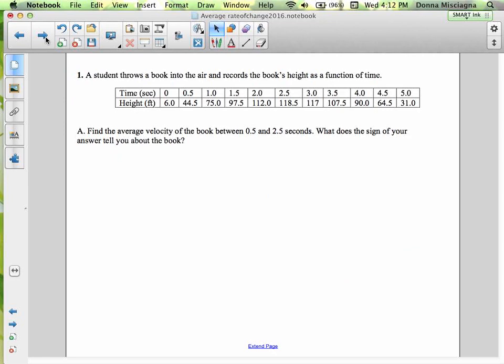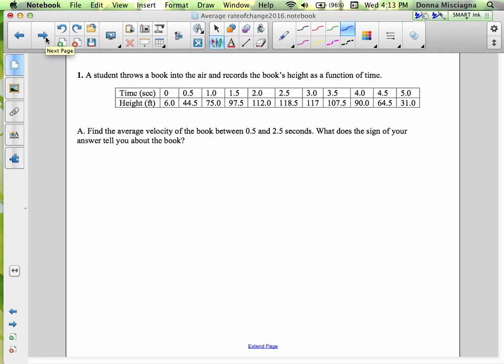So we have a student throws a book in the air and records the book's height as a function of time. We want to find the velocity of the book between half a second and 2.5 seconds. What does the sign of your answer tell you about the book? Now this is actually super easy. I can only ask you the average velocity for times that you actually know. So I couldn't say, I've got 0, I've got half a second, but you might have trouble with a quarter second, right?